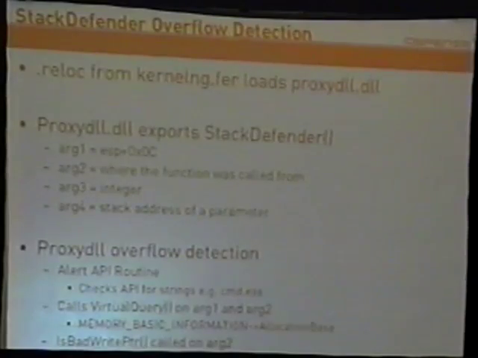Argument 3 is an integer that does not play a vital role in the detection of the overflow. And argument 4 is the stack address of a specific parameter within that API. So for CreateProcessA, argument 4 would be the process name it's creating.